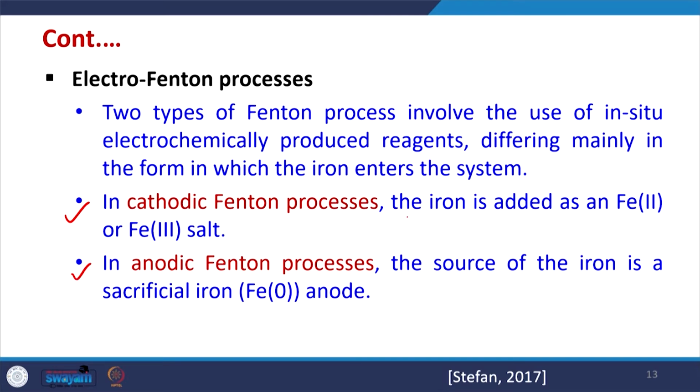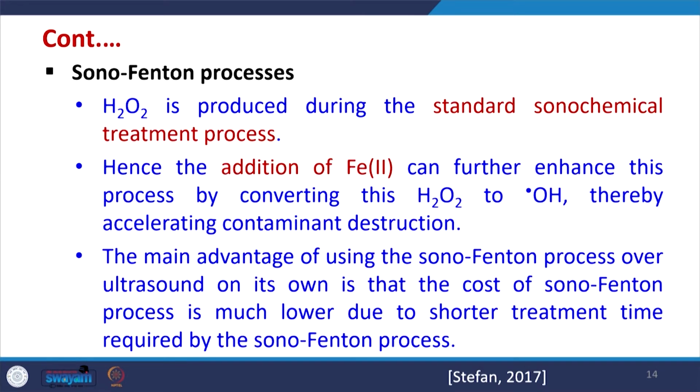Iron is added in this case as an Fe2+ or Fe3+ salt, and in the other case the sacrificial anode will generate the iron in the zero valency. So, it has no valency, but it will get converted into Fe2+ and Fe3+ for further use. So, both cathodic Fenton and anodic Fenton are possible.